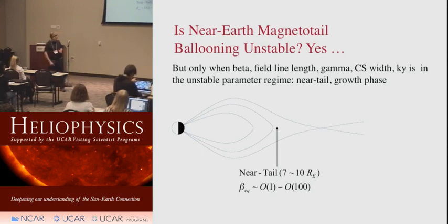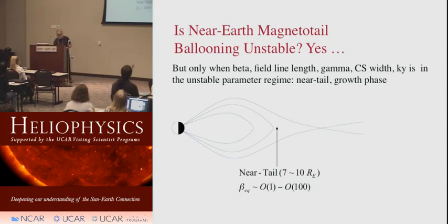How would you check it out? You would do exactly the kind of analysis that I showed you so far. You would numerically compute what a stretched magnetotail looks like with its gradient pressure, hopefully benchmark it with observations and have reasonable numbers. Then you do a delta W analysis. And what do you find? That yes, it can be unstable when beta, field line length, gamma, the specific heat you're asking about, current sheet width, and the unstable parameter ky can actually drive the system ballooning unstable.